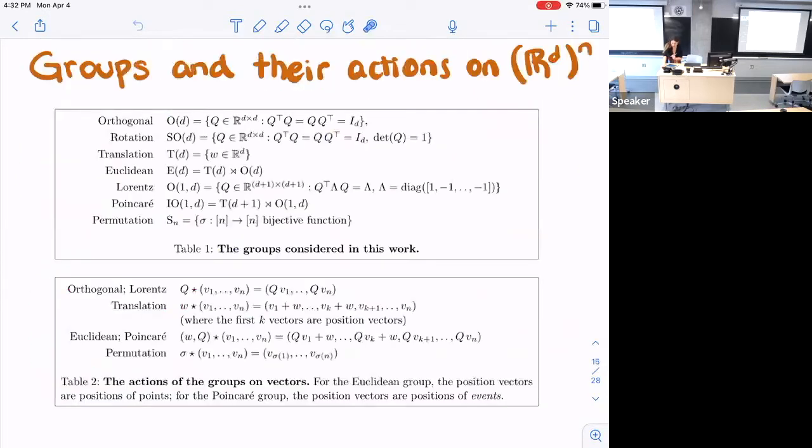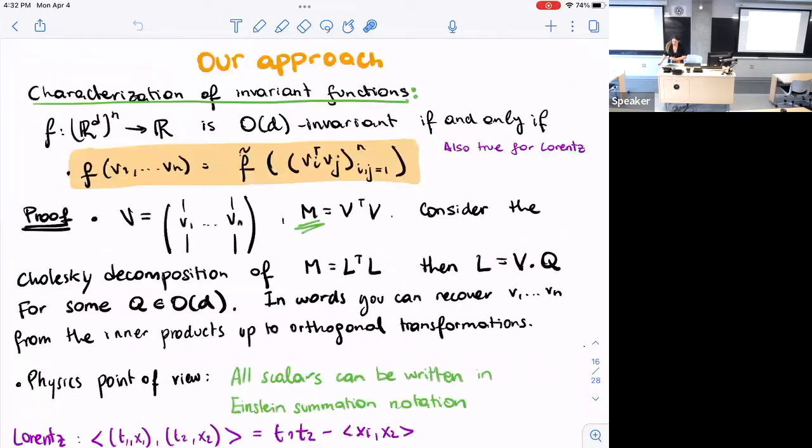First, I'm going to say what groups I consider. I consider the orthogonal group, rotations, translations, Euclidean, which is rotations and translations, the Lorentz group, Poincaré group, and permutations. And the actions are what you expect. The main idea is just to use classical invariant theory, which gives us a characterization of the invariant functions. A function that takes n vectors in Rd and outputs a scalar is OD invariant if and only if it is a function of the pairwise inner products.